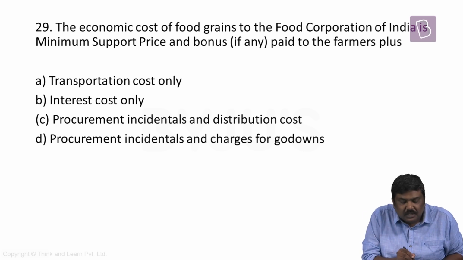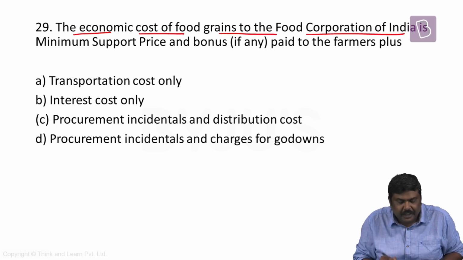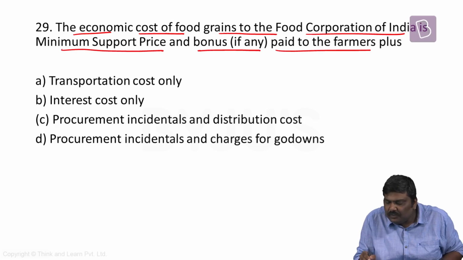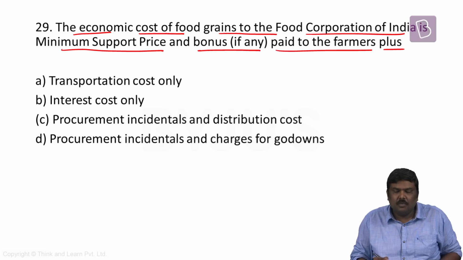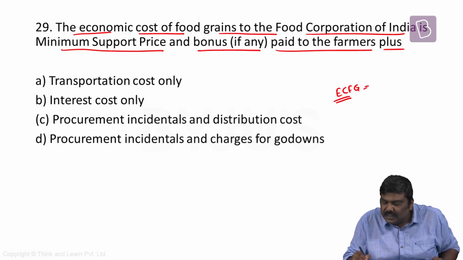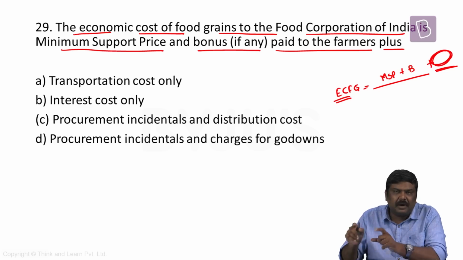Question number 29: the economic cost of food grains to the Food Corporation of India is the minimum support price and the bonus, if any, paid to the farmers plus. What it is basically asking you is the concept of economic cost of food grains. Under this, a statement has been given: MSP plus bonus, if any, and plus dash. You will have to find out what is the missing part here.